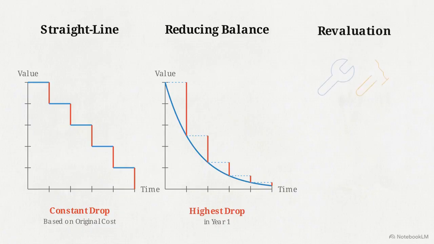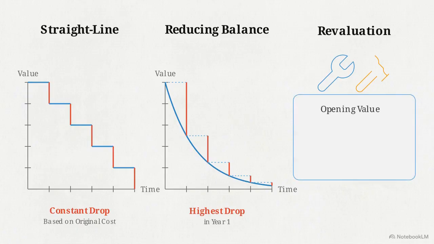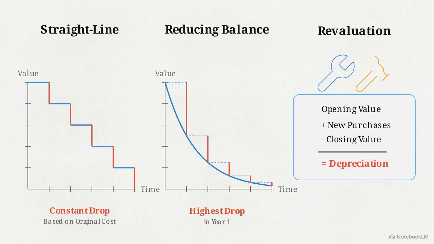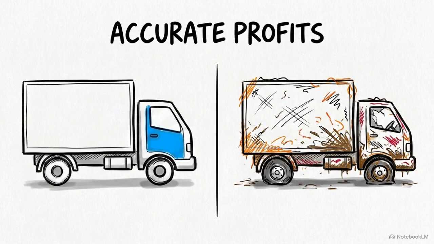Finally, for smaller items like loose tools, we use the revaluation method. You take the opening value, add new purchases, and subtract the closing value to find the year's depreciation. Selecting the correct method guarantees that the reported profits accurately reflect the real-world physical decline of the asset.